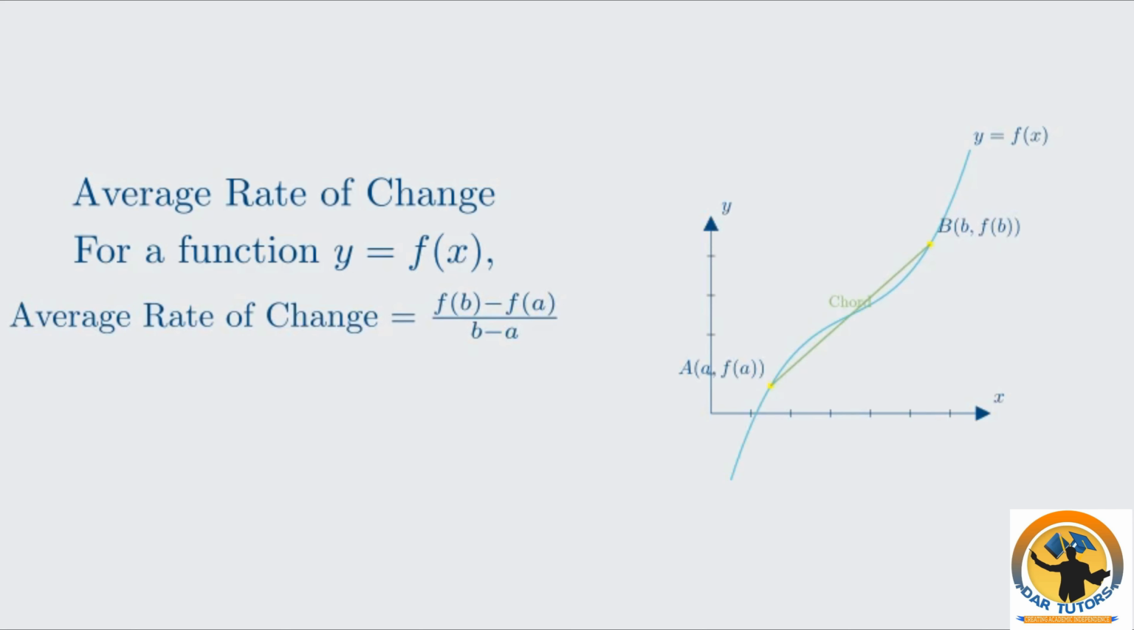On a graph, this average rate of change is the gradient of the chord connecting the 2 points on the curve, a at (a, f of a), and b at (b, f of b). Let's work through an example to solidify this concept.